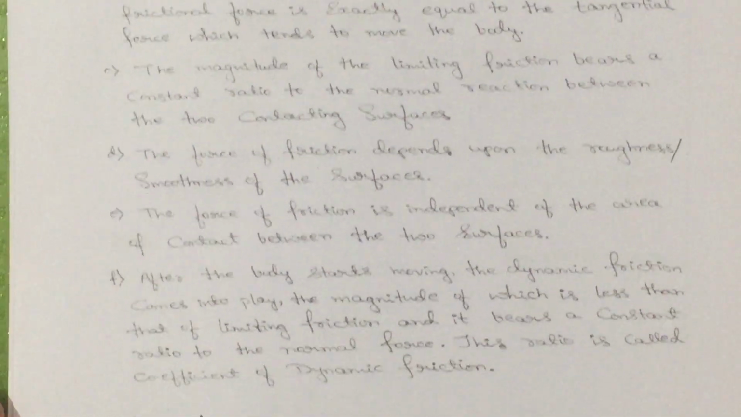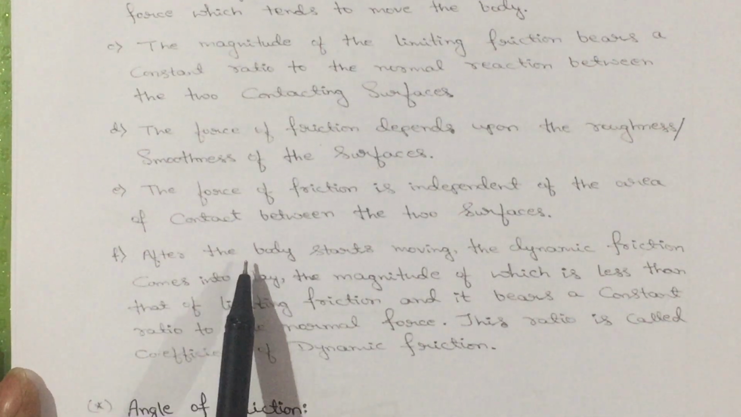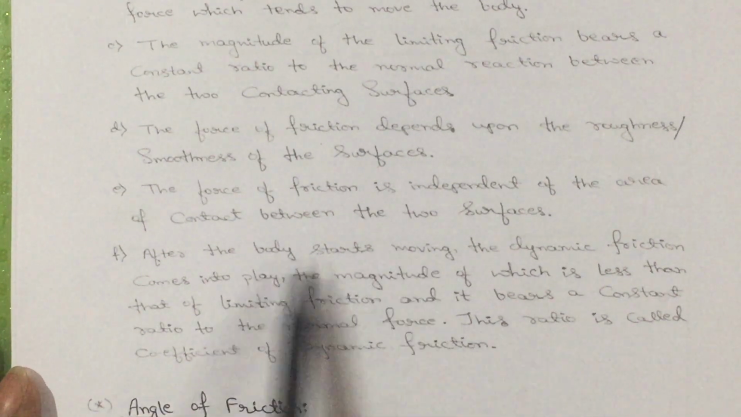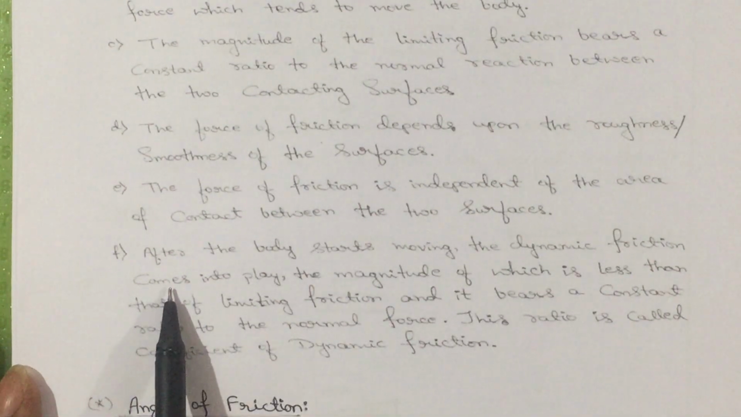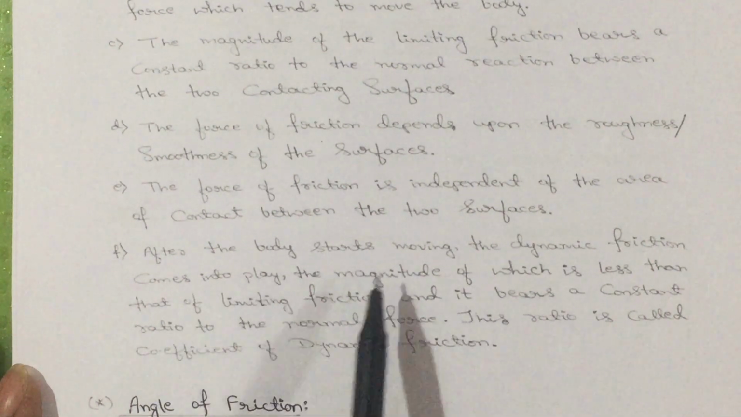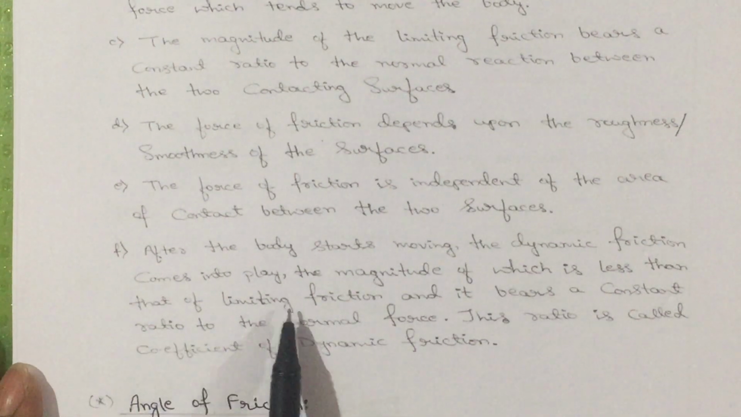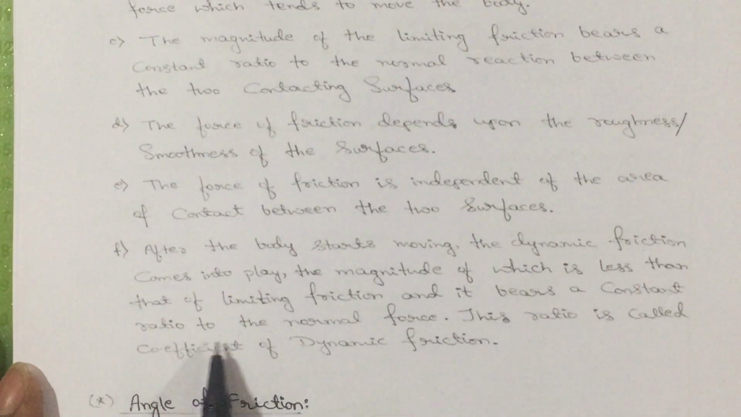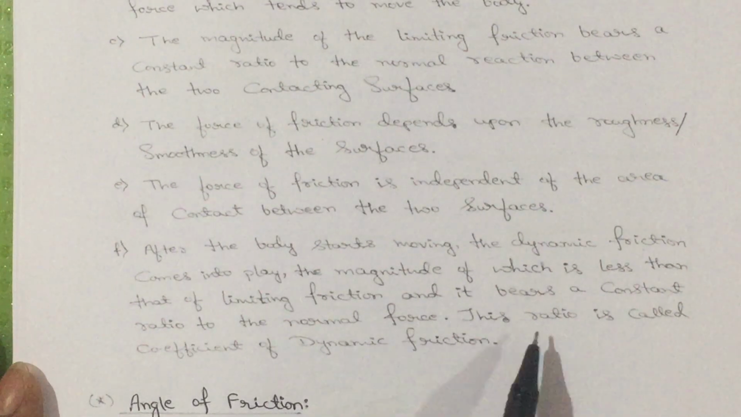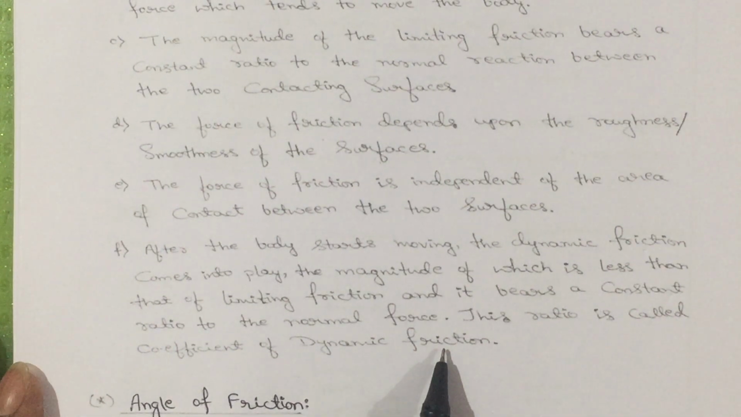Then after the body starts moving, the dynamic friction comes into play, the magnitude of which is less than that of the limiting friction, and it bears a constant ratio to the normal force. This ratio is called the coefficient of dynamic friction.